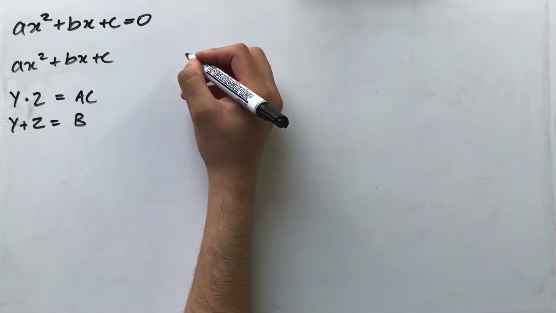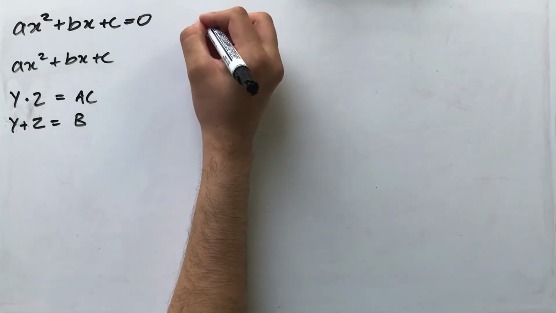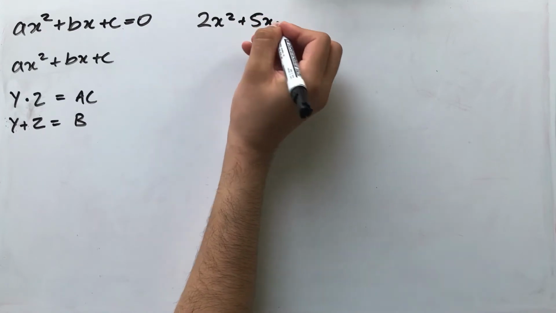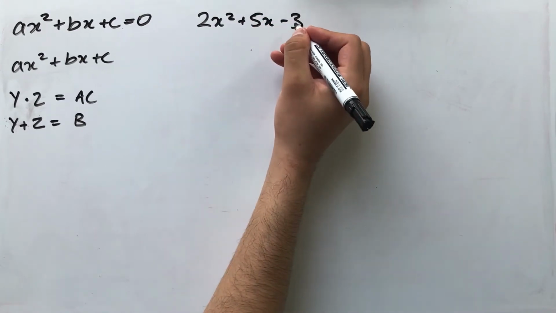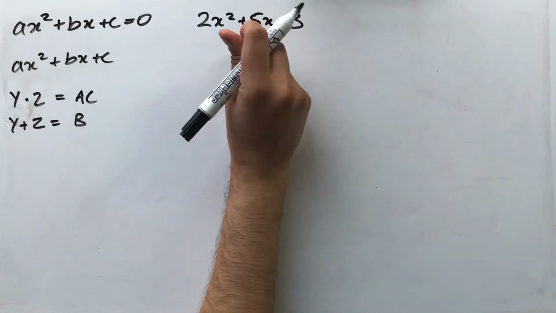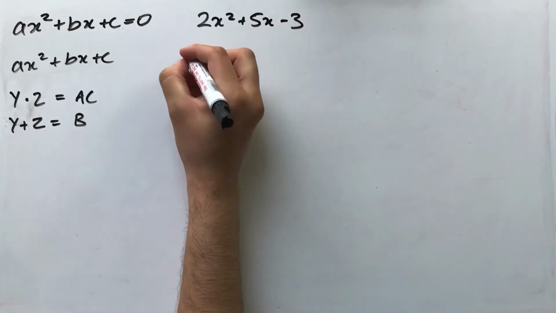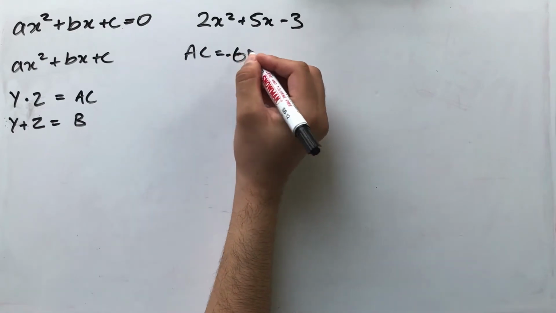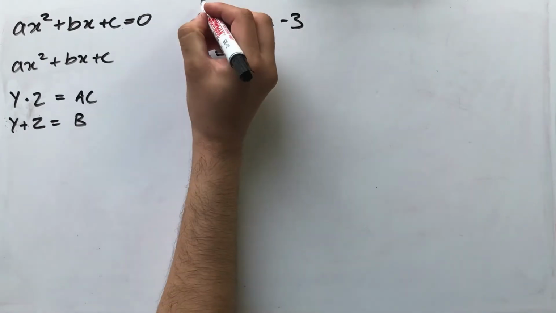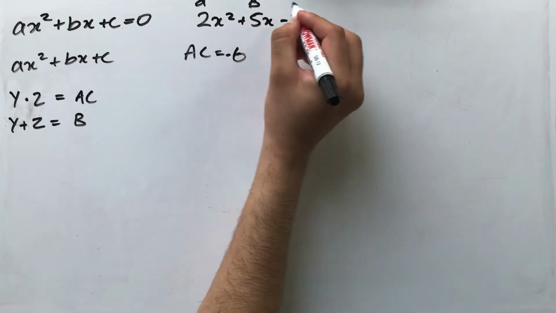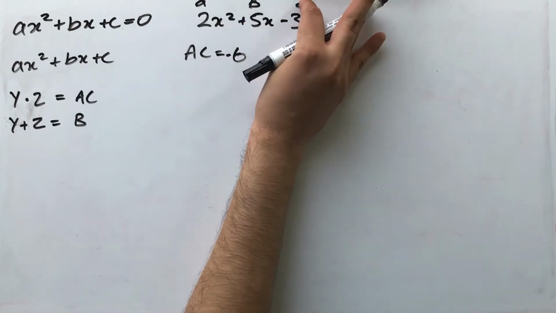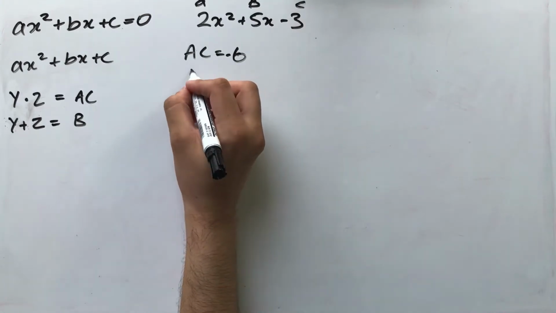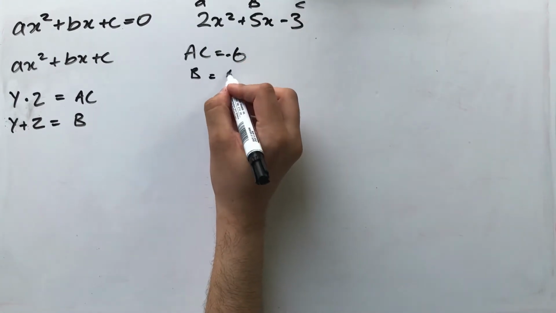Now to illustrate this, I'm going to start with a simple expression. 2x squared plus 5x minus 3. To factorize this, first you have to figure out what AC is. AC is equal to negative 6. Okay, because A is this, this is our B, and this is our C. Now A times C gives us negative 6, and B is obviously 5.